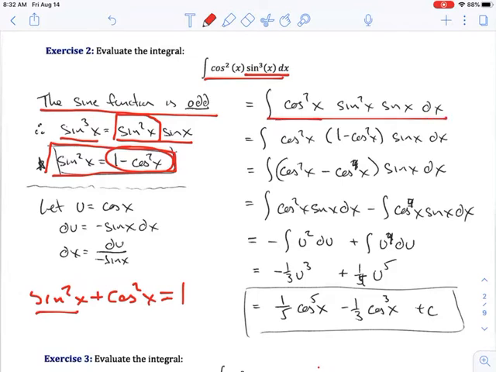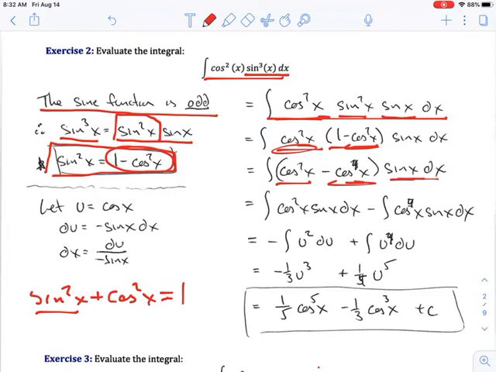Cosine squared is staying the same, times the sine squared times the sine that we factored out. Then we substituted in the 1 minus cosine squared. So now what I'm going to do is multiply these two together to get cosine squared times 1 is cosine squared. Cosine squared times cosine squared is cosine to the fourth. I don't know if you can read that. I actually wrote the wrong number in there. So we have cosine squared x minus cosine to the fourth x, all times sine of x.